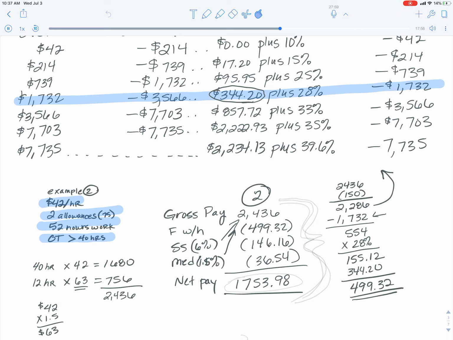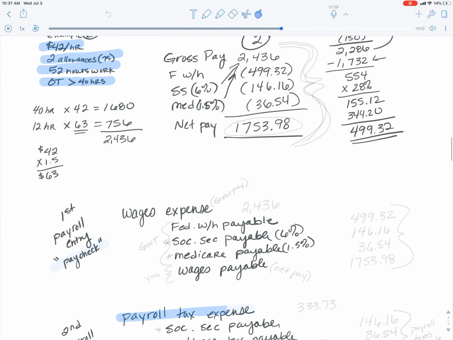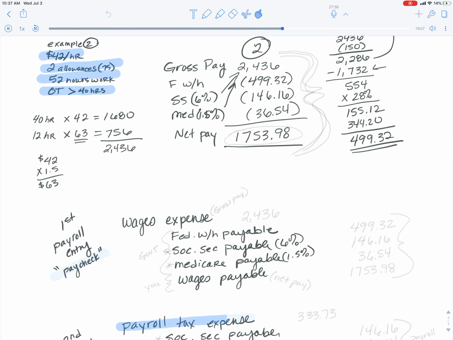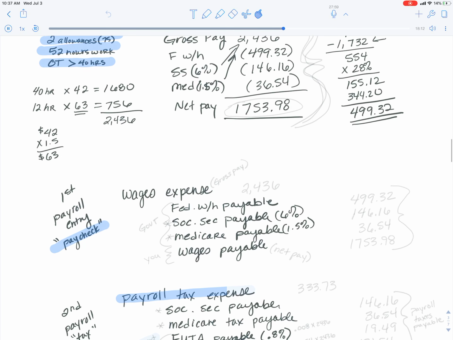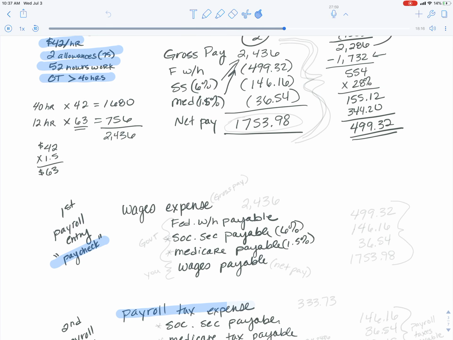journal entry. So here's some basic journal entries. There's 2 journal entries that go with recording payroll. The first is what I like to call the paycheck entry. So the paycheck entry is essentially recording our net check. So you're just going to plug all of this information into your journal entry. So when you see wages expense, you're going to debit wages expense.